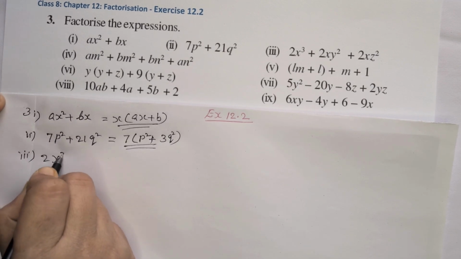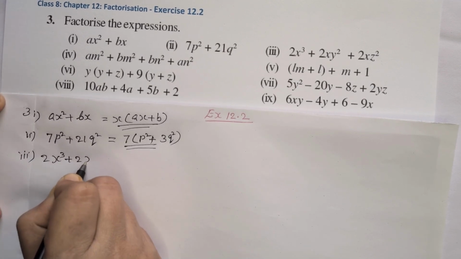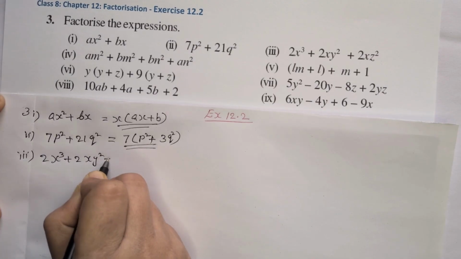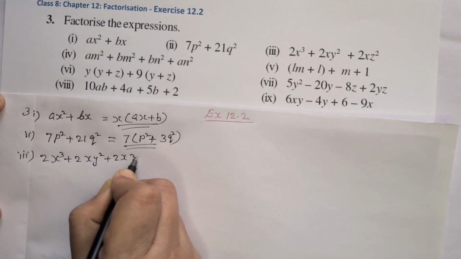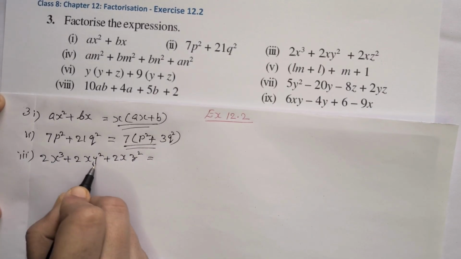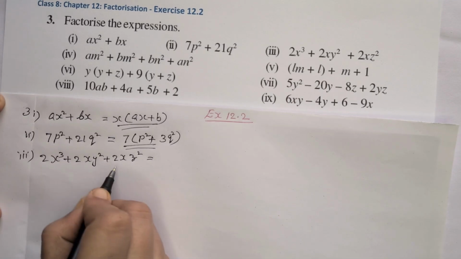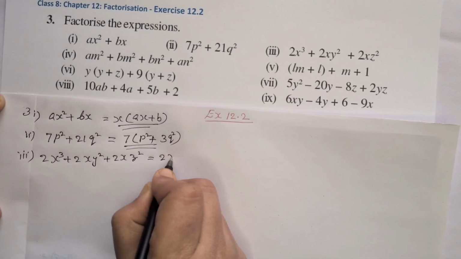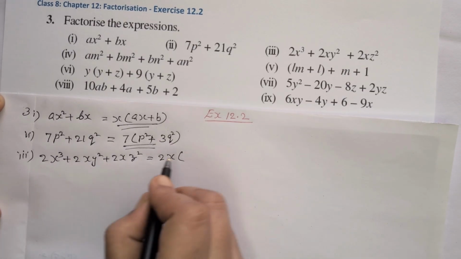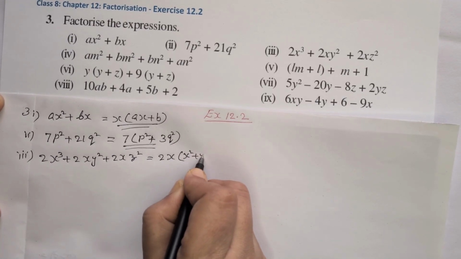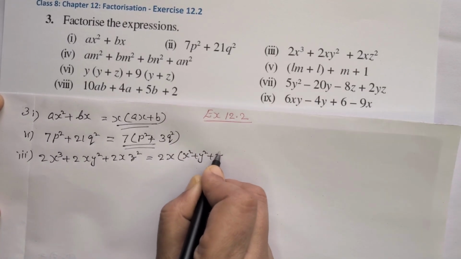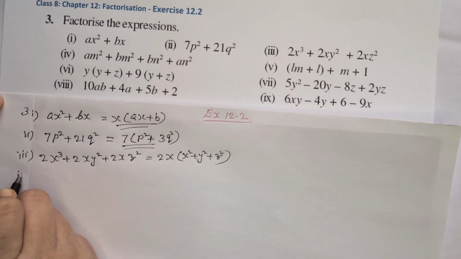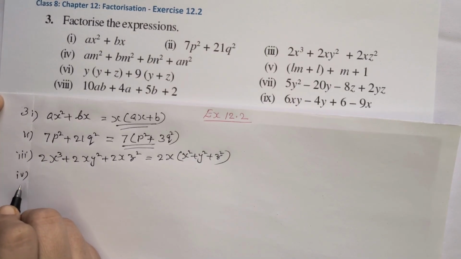2x cube plus 2xy square plus 2xz square. We can see 2x is common factor everywhere. The 2x is in all the three terms. So 2x into remaining x square plus y square plus z square. Now fourth one.